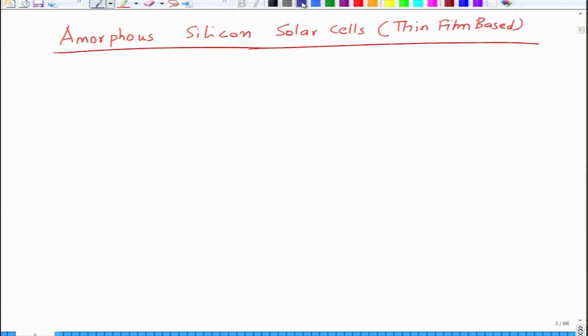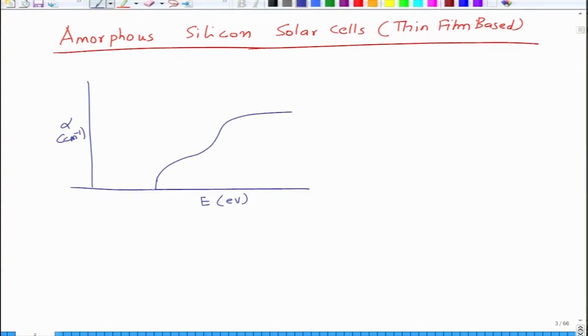If we plot the absorption coefficient as a function of energy, crystalline silicon has a band gap of something like that, and this is its coefficient. The amorphous silicon has a coefficient which is significantly higher. This is amorphous silicon, and this is crystalline silicon. Amorphous silicon is generally hydrogenated to passivate the bonds. So, amorphous silicon offers much higher absorbance as compared to bulk silicon cells.